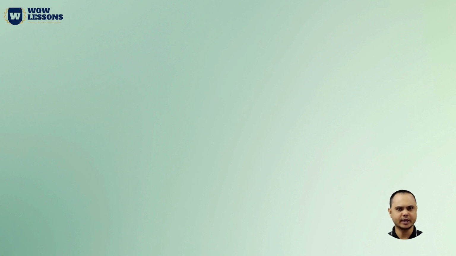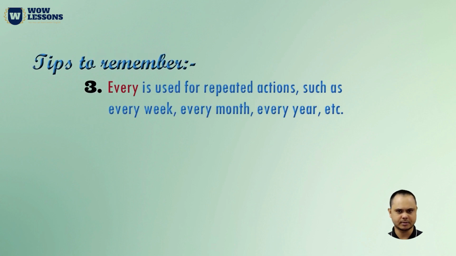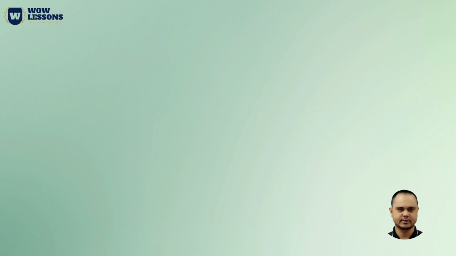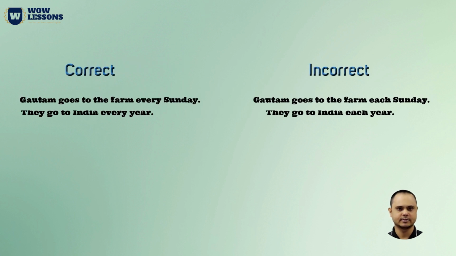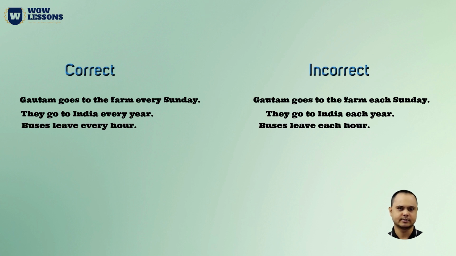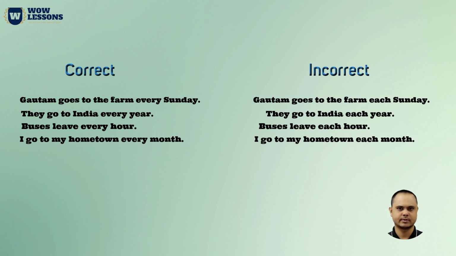We usually employ every to explain how often something happens, such as every week, every month, every year, etc. For instance, Gautam goes to the farm every Sunday. They go to India every year. Buses leave every hour. I go to my hometown every month.